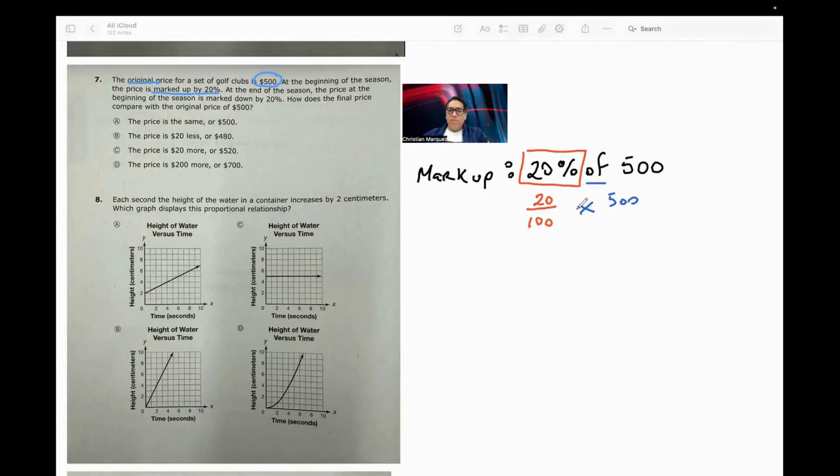So let's do the math. It's going to be 0.2 here. 20 divided by 100 is 0.2. And then here you have 500. All right. So therefore, we have here as our result $100. If the initial price is $500 and we got increased or marked up by 20%, we are increasing this amount by 100. So the new amount is going to be $600 after the markup.